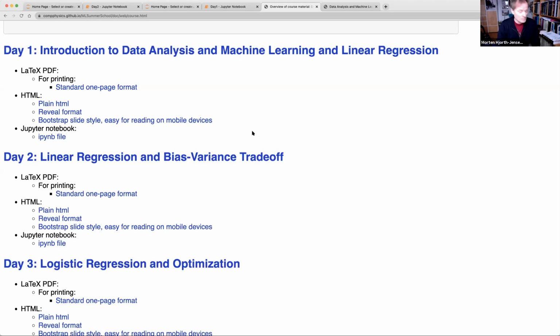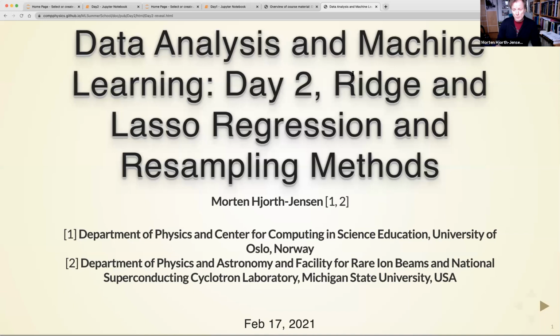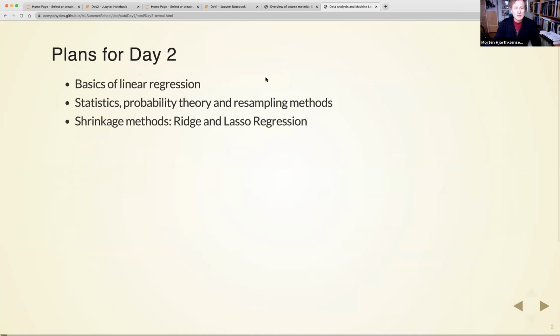So getting back to where we ended on Monday. Let me quickly say a little bit. The plan for today is to cover some of the basics of linear regression.